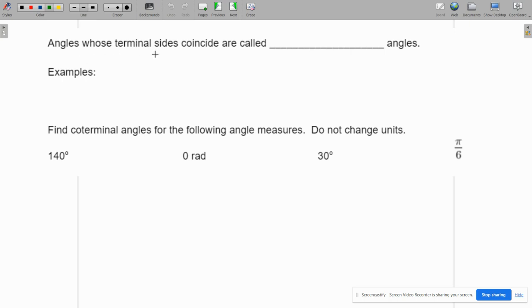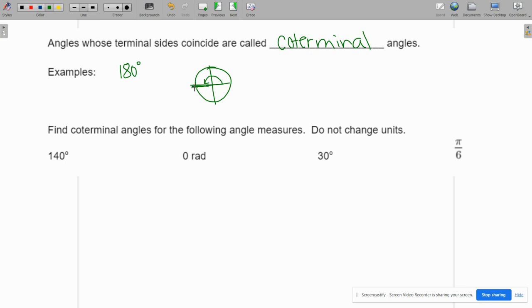Angles whose terminal sides coincide are called coterminal angles. I know this is something that we've talked about already this year. We're just going to practice a little bit more with them. So, for example, angles that are coterminal would be 180 degrees, which we know on the unit circle, we always reference 180 degrees. We land right here.